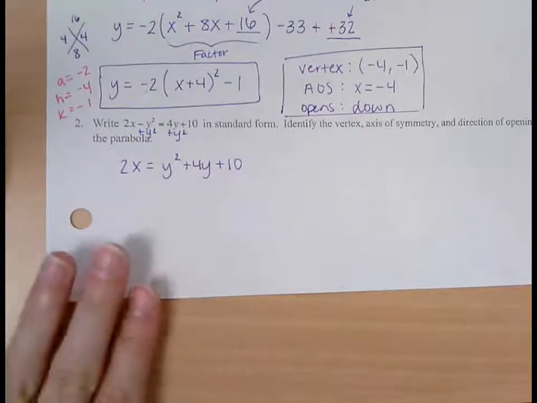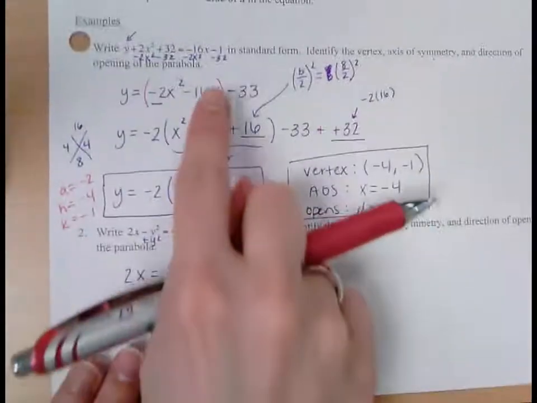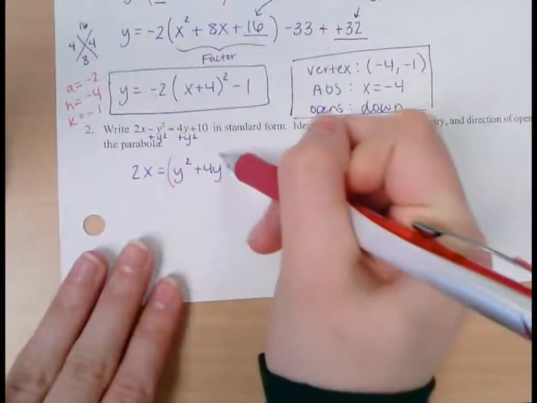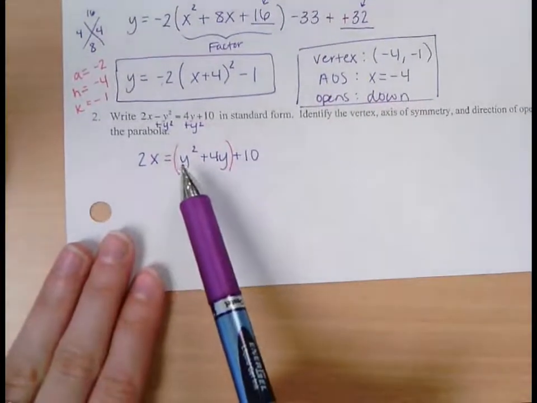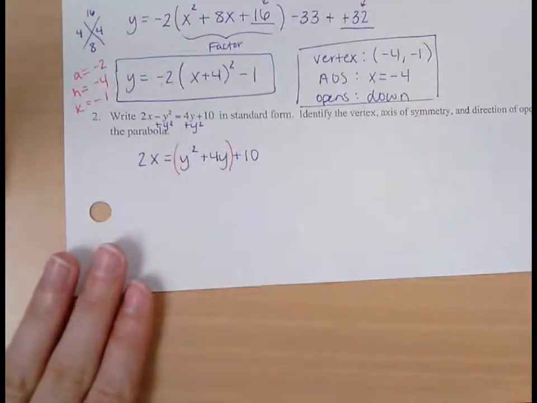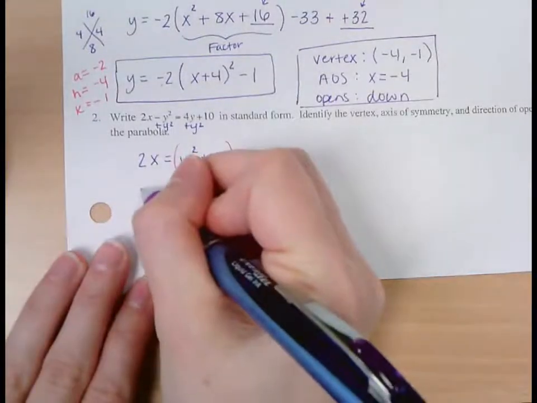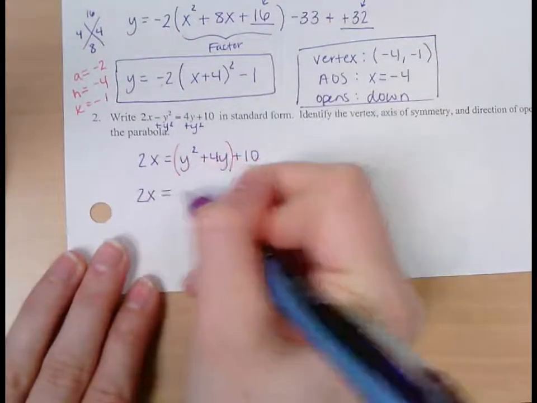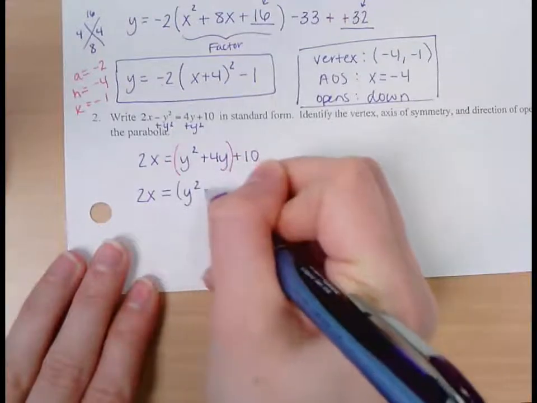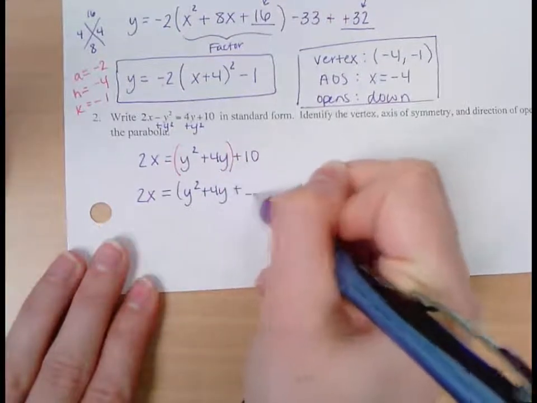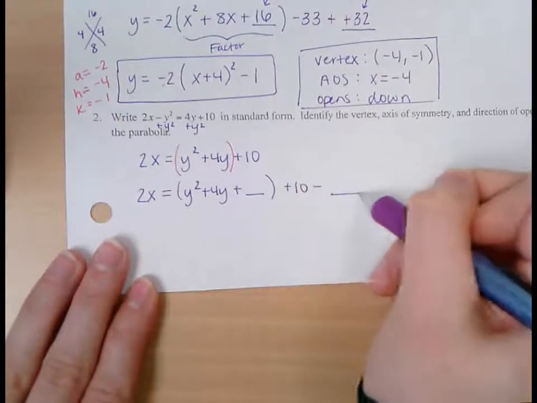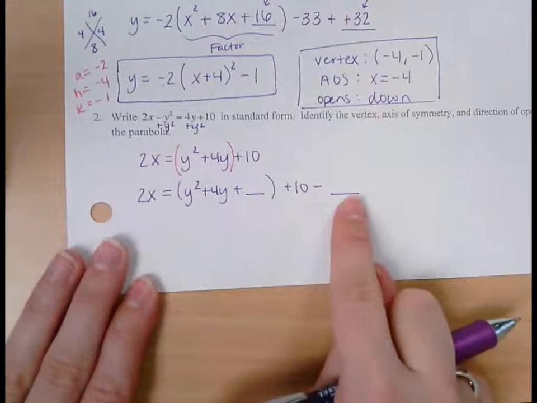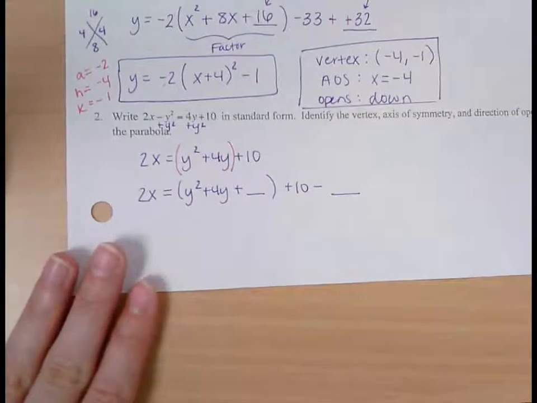So from here, just like we did above, I'm grouping together the y terms. I leave the plus 10 alone. What's nice with this one is I just have a 1 in front of the y squared, so I don't have to factor anything out. So I'm just going to get ready to complete the square. So I have 2x equals y squared plus 4y plus some number, and then I have plus 10.